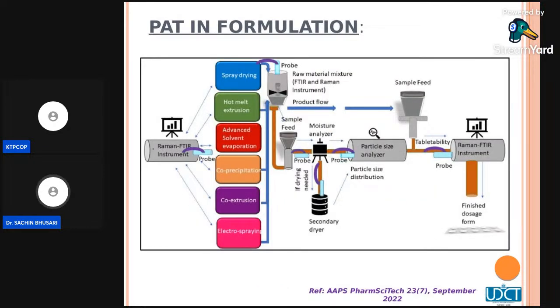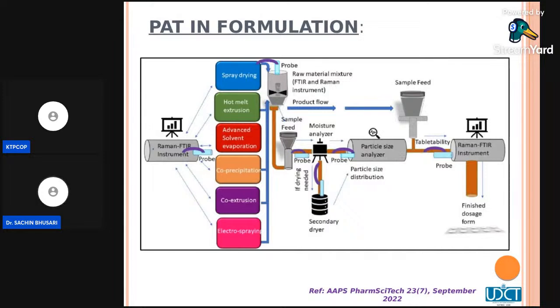Now PAT in formulations. Similarly, previously the slide was for the synthesis. For even tableting, capsuling, you can see the PAT FTIR instruments. So spray drying, hot melt extrusion, co-precipitation, co-extrusion, electrospraying. All these processes can be monitored by the probe, different probes. You can have FT Raman, FTIR instruments are there. You can see raw material mixtures, blending.